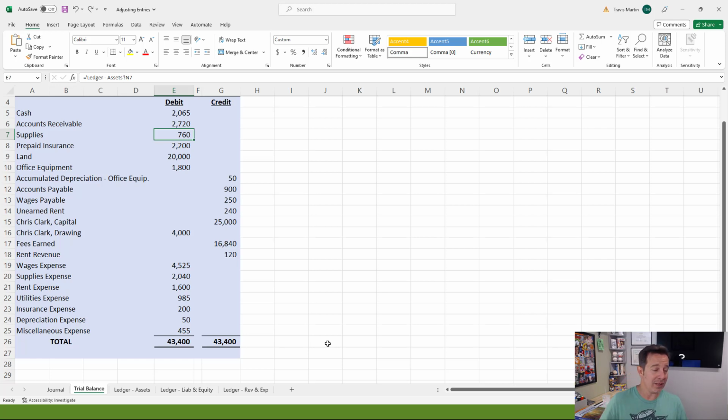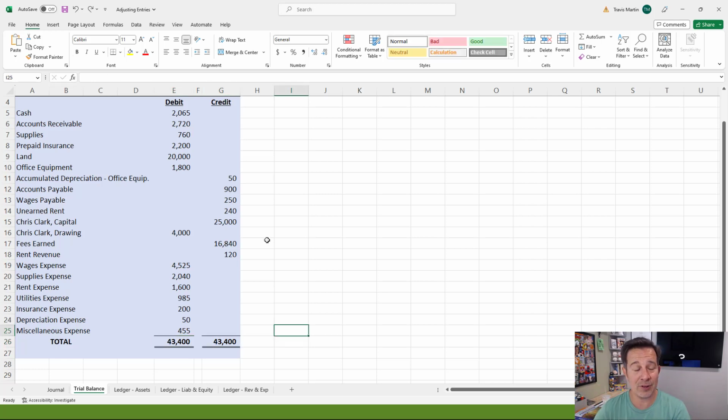So, again, the whole point behind the trial balance is just to see if your accounting system is equal in debits and credits. It doesn't tell you if the entries you made are correct. It just says that you've got everything in balance. So still very helpful. We need to do that before we go any further and make our financial statements.